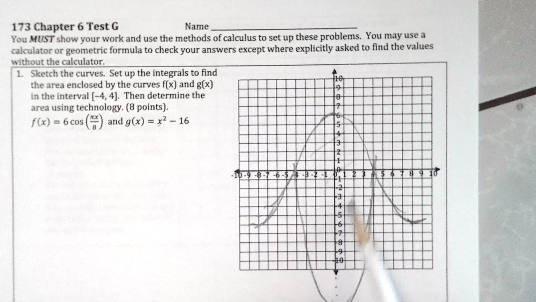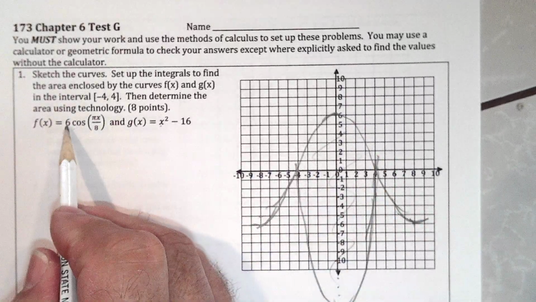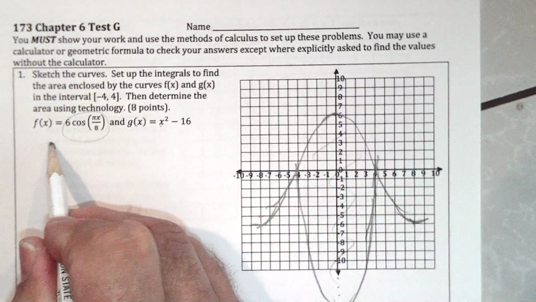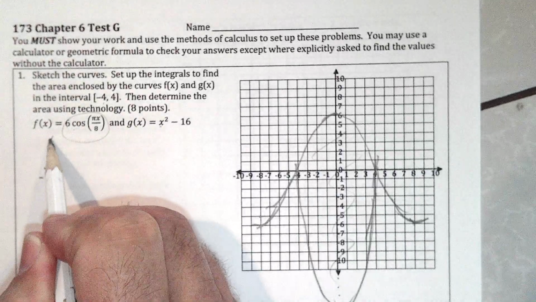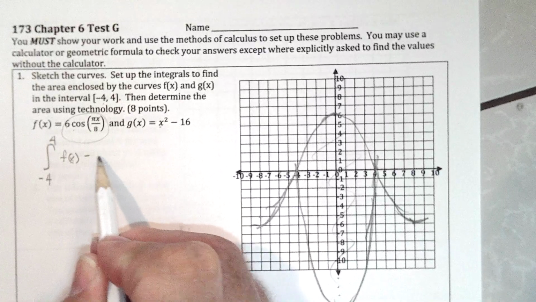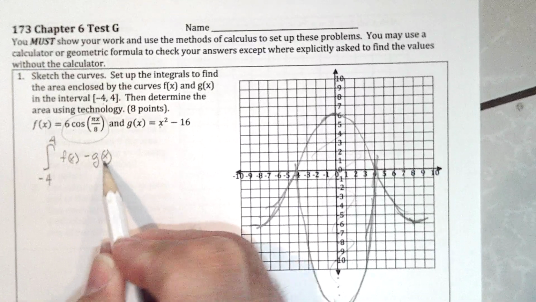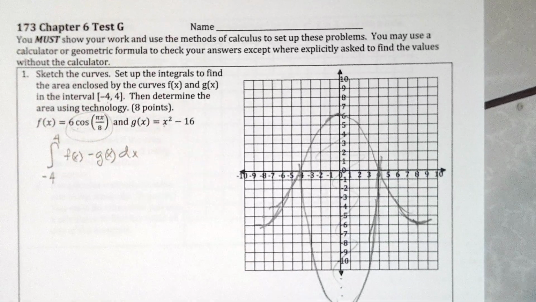So we want the area between these two. And so the top curve is this one. So it's going to be the integral from minus 4 to 4 of f of x minus g of x. This one minus this one.